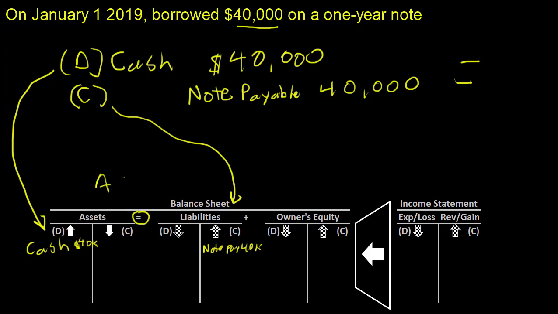Assets equals liabilities plus equity, right here, owner's equity. We increased our assets, and at the same time, we increased our liabilities by the same amount. So this equation will balance. Everything's going to be in balance. We have one debit and one credit, and so everything's in line here. This is how you do the journal entry.